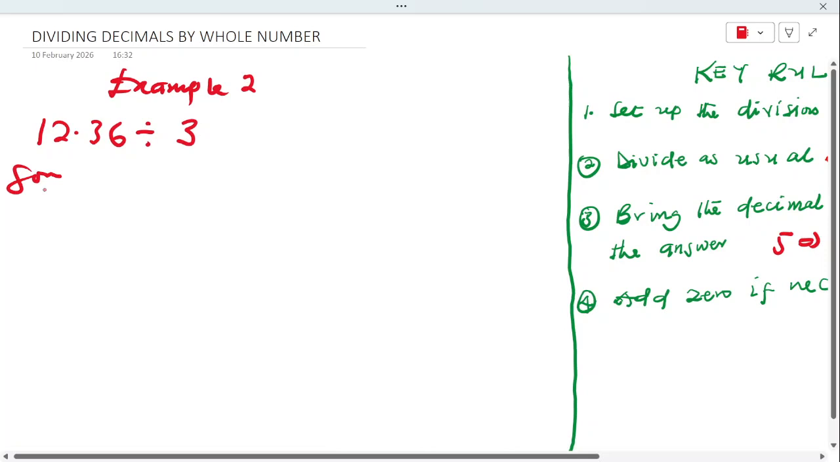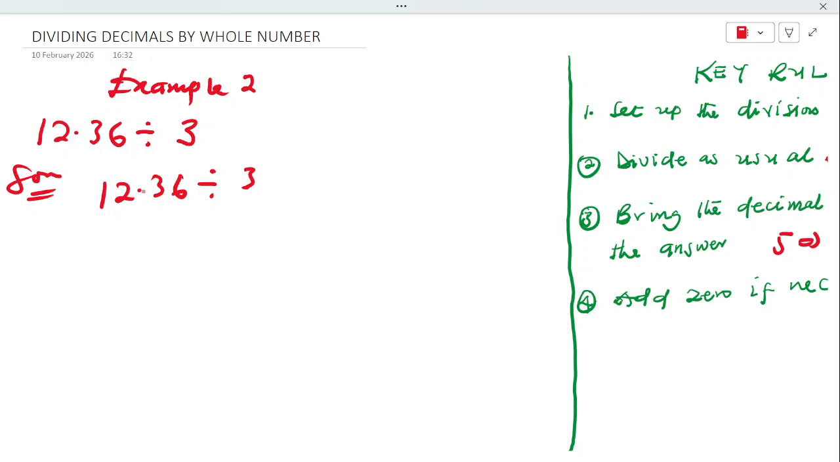So solution, we have 12.36 divided by 3. Now you move the decimal point to make the number a whole number. This time around, we are moving twice. So 1, 2. So which now gives us what? 1, 2, 3, 6 divided by what? 3. Remember, you move twice. So when we get the answer, you move twice backward.